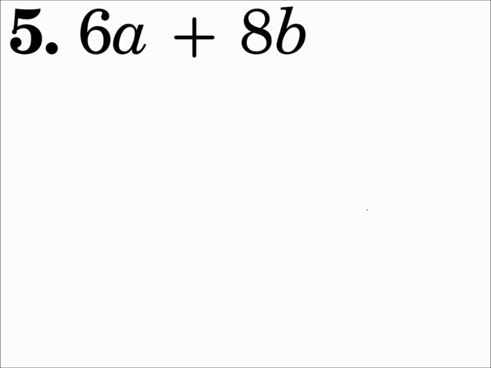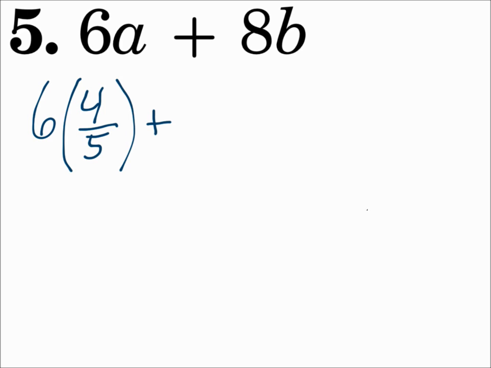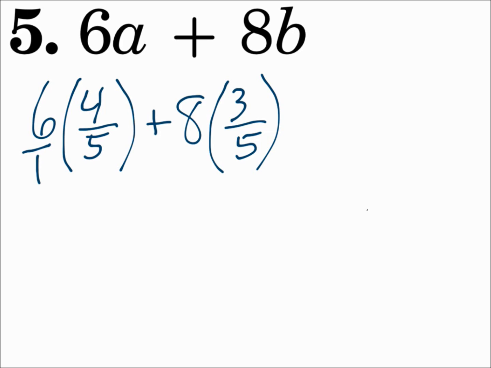Number 5, 6a plus 8b. Substitute for the variables first. A is 4/5 and b is 3/5. We have multiplication, addition, and multiplication. Multiply first from left to right. 6 times 4/5. You can put the 6 over 1 and then multiply straight across. 24/5.